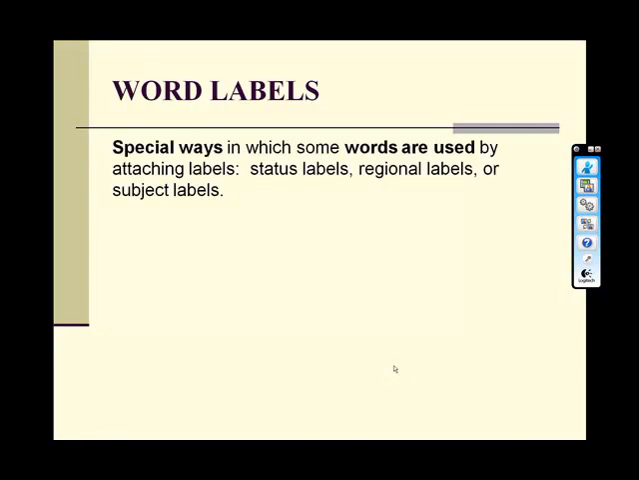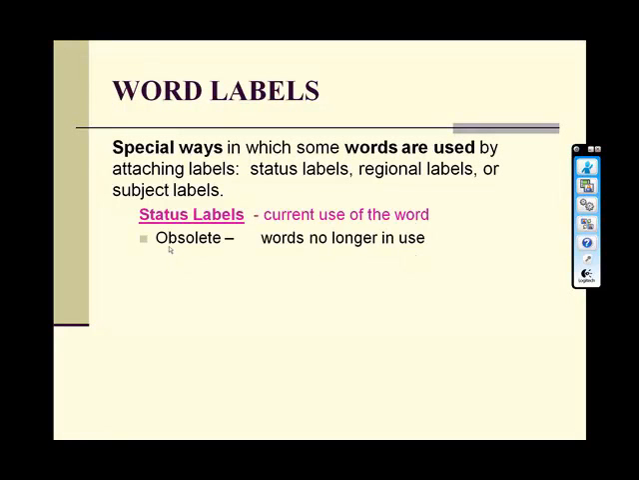Word labels. Special ways in which some words are used by attaching labels, such as the status label, regional labels, or subject labels. Do you know what these mean? Status labels. That tells you it's the current use of the word. If you see obsolete, it means the words are no longer in use. If you saw a label archaic, it means the words are still in use but very rarely used.